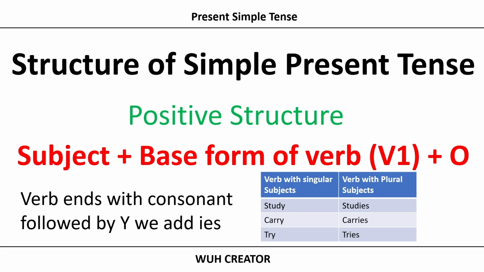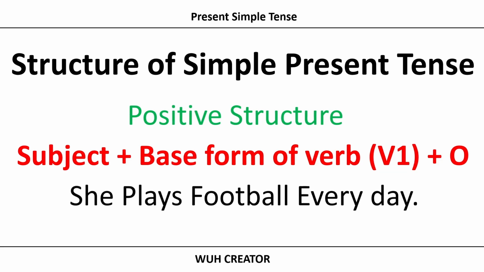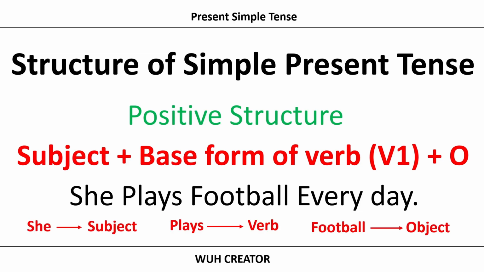The example is, she plays football every day. Here, she is the subject. Plays is the verb. Football is the object, and every day is a time expression that shows how often the action happens. Notice that the verb play becomes plays by adding s. This is because the subject she is singular, as we discussed earlier.